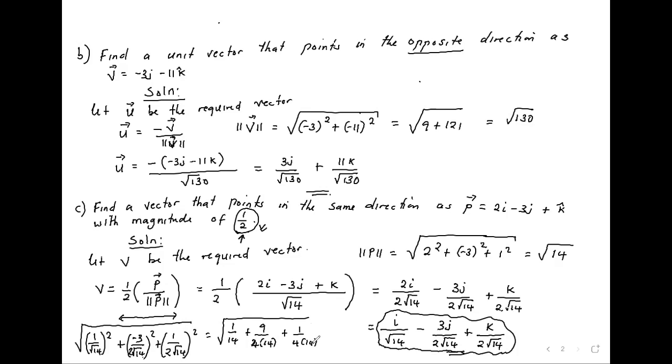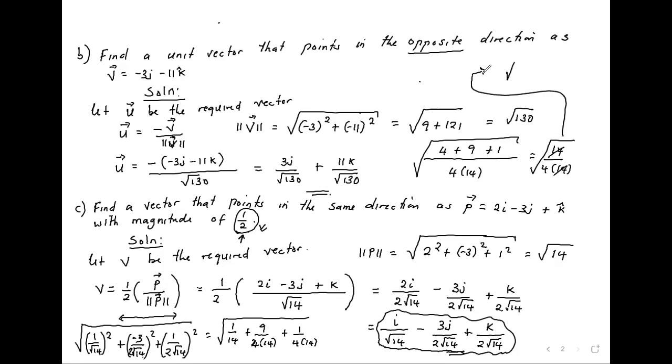So what's a common denominator there? 4 by 14, 4 by 14. So for the first one, 14 into 4 by 14, we get 4 plus 9 plus 1, which is 14 over 4 by 14. So these 14s will cancel. Remember, this thing is in the root, giving us the root of 1/4, which is 1/2.